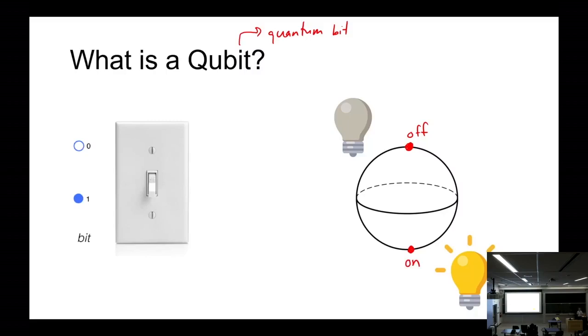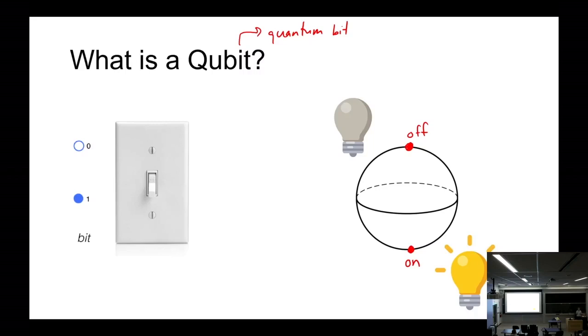And imagine I'm going to put this special light switch in a room that's separate from the light, and I'm going to control the switch by putting my finger somewhere on the sphere. So I'm in the room with the light switch, and the light is in a different room. If I put my finger on the north pole, the light will definitely be off. And if I put my finger on the south pole, the light is definitely on. You can go to the room and check. That's always going to be the case.